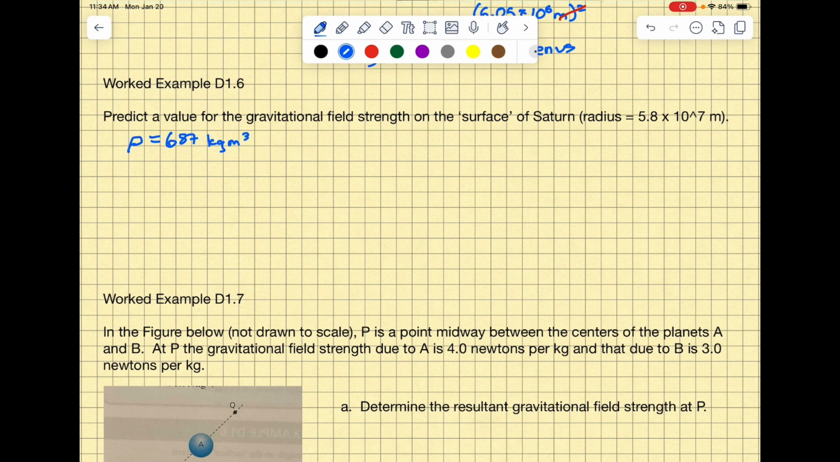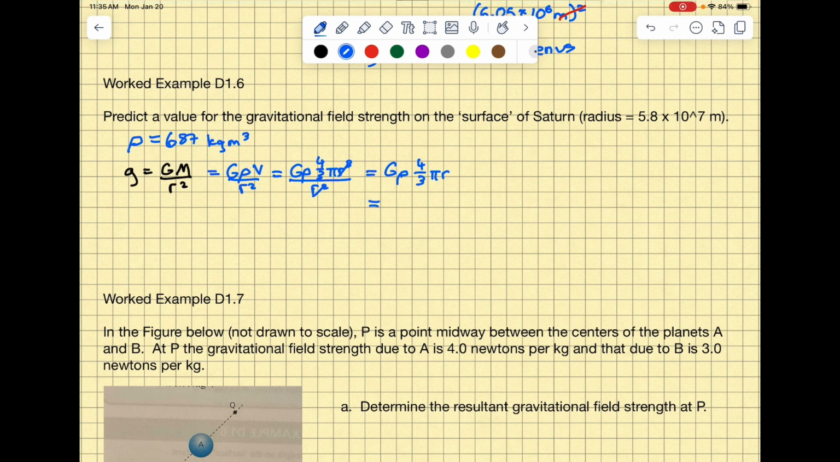Okay, so we want the gravitational field strength. So we're going to use this expression. g is equal to the universal gravitational constant times the mass divided by the radius squared. We know mass is going to be density times volume, still over r squared. Volume of a sphere is 4/3 pi r cubed, all over r squared. Well, the r squared is going to cancel out with part of that r cubed, so this is going to equal G times rho times 4/3 pi r.